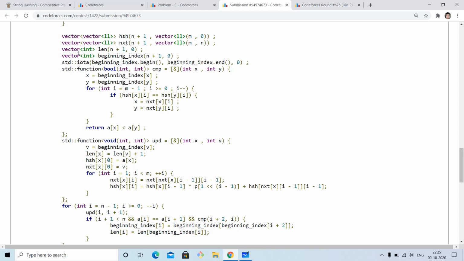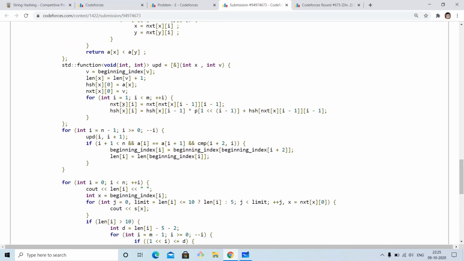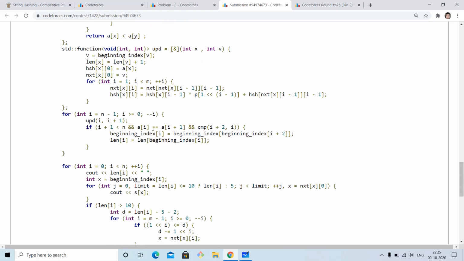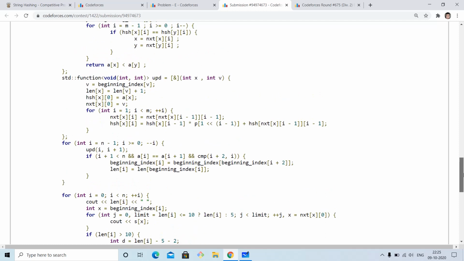So now we have this function which is comparing the two strings at index I and I plus 1, and the update function is used to calculate the value of the hash and the next. Now when we come here, we will go from the suffix, and then we will start from the index I minus 1 all the way to 0. So then we will update I and I plus 1, that is we will compute the hash value and the next value starting from index I and I plus 1 up to length 2 to the power m minus 1.